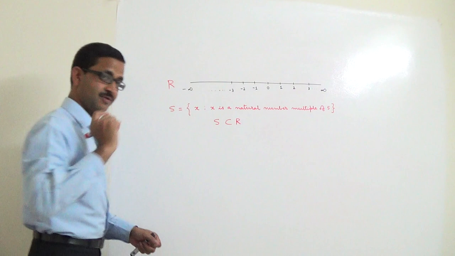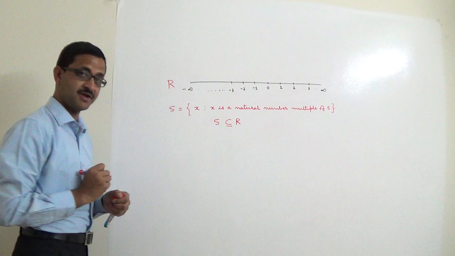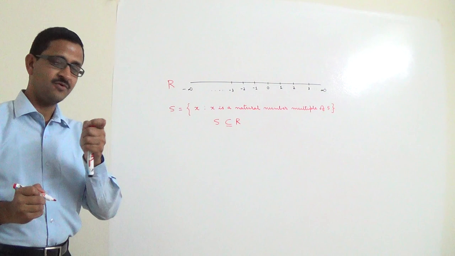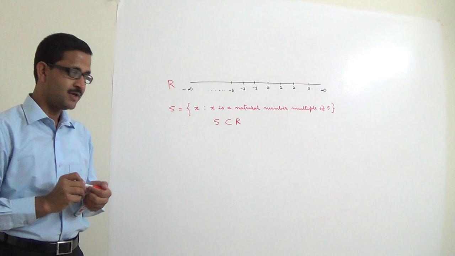Remember one thing here. We cannot write S is a subset or equal to R. It's not possible in this context. Why? Because it is not possible to have any fractional number as an element of the set S. So there is no chance that S can be equal to R in any way. So S is a proper subset of R here.